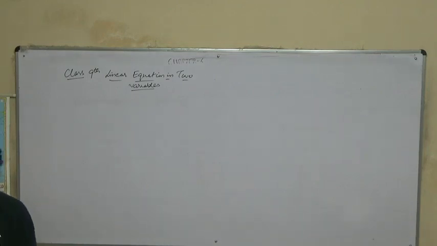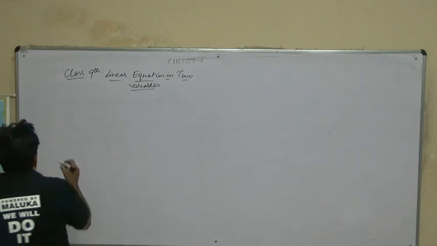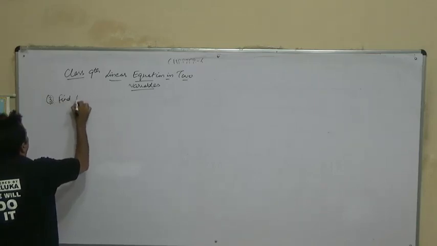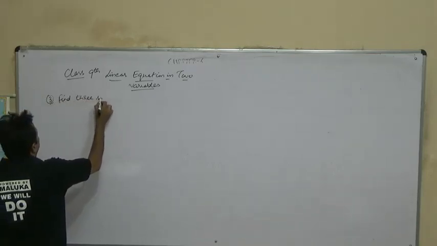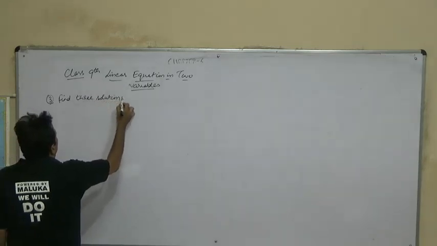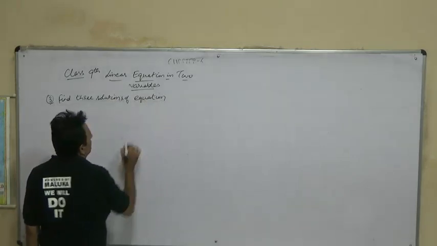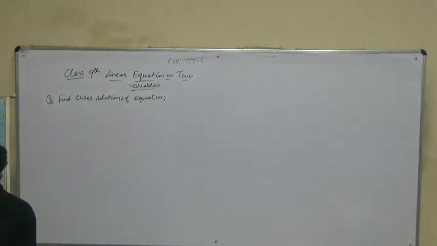The next is, find the three solutions of the equation 2x plus y is equal to 7. Find three solutions of the equation. So what is the equation? 2x plus y is equal to 7.